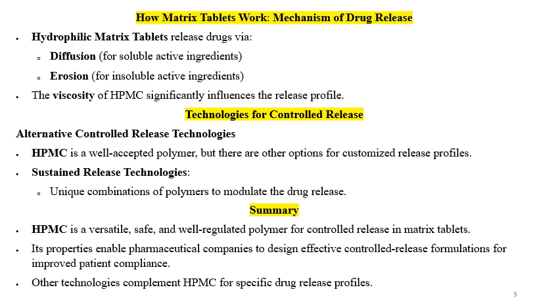The viscosity of the HPMC significantly influences the release profile. If you use high viscosity grades of HPMC, then it will take a longer time to release the drug. If you take a lower viscosity grade, then it will release the drug somewhat quicker than the high viscosity grades. Generally, HPMC K4M, HPMC K15M, HPMC K100M, and HPMC K200M are the polymers used to make the matrix tablets.